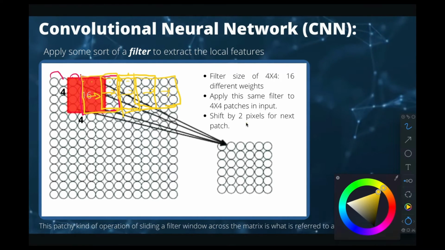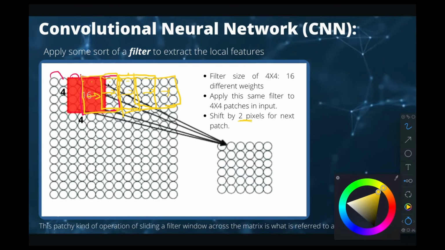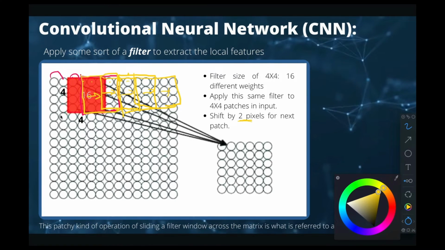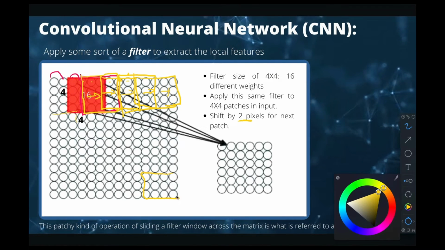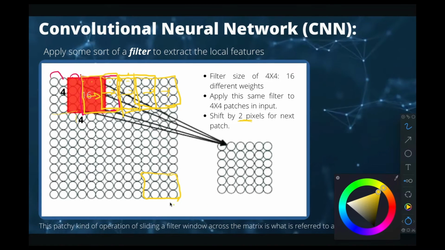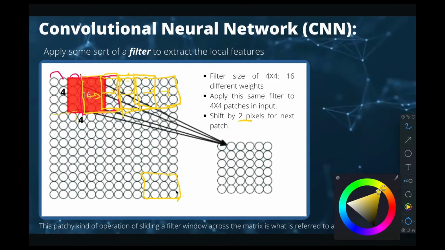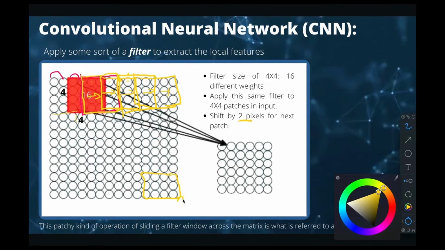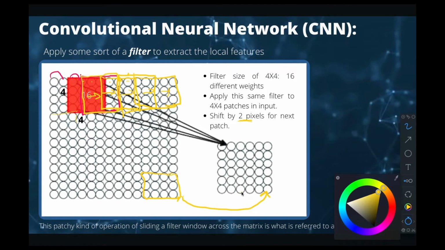Depending on the number of pixels that I want to shift, that's how I'm going to shift this filter throughout. So I finally capture the last 4 pixels over there. In that case, the element-wise multiplication of the filter and the patch over there, the result of that is going to be fed into this neuron over here.